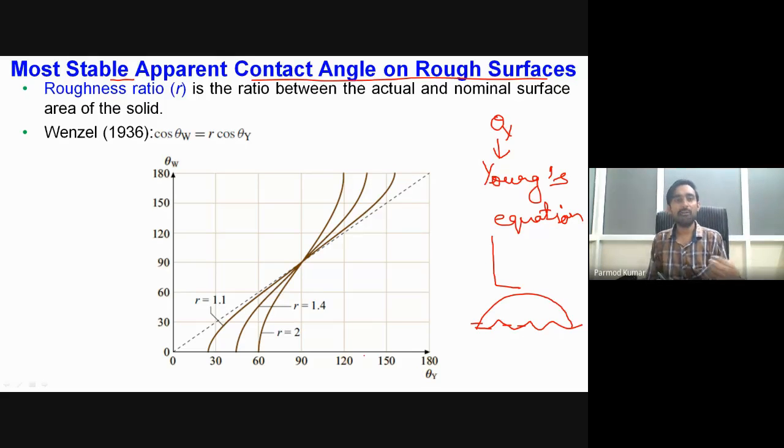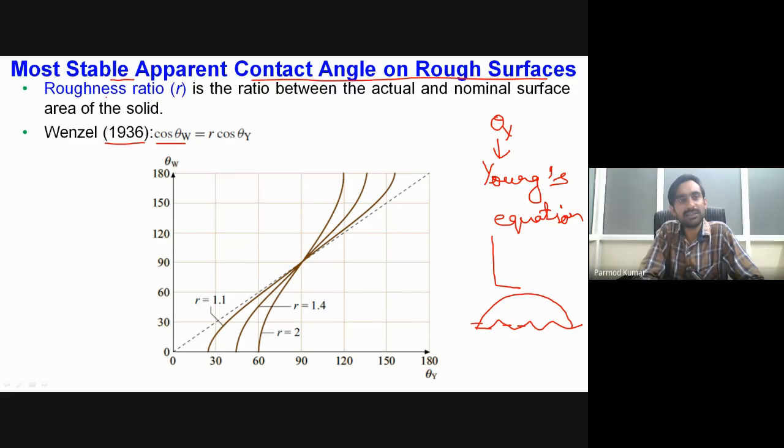Now, if we have to relate this Young's contact angle to the most stable apparent contact angle, it is related with the help of one equation given by Wenzel in 1936. As per Wenzel's equation, cos theta W, where theta W refers to the Wenzel contact angle, is equal to r times cos theta Y. Here theta Y refers to the contact angle obtained from Young's equation.